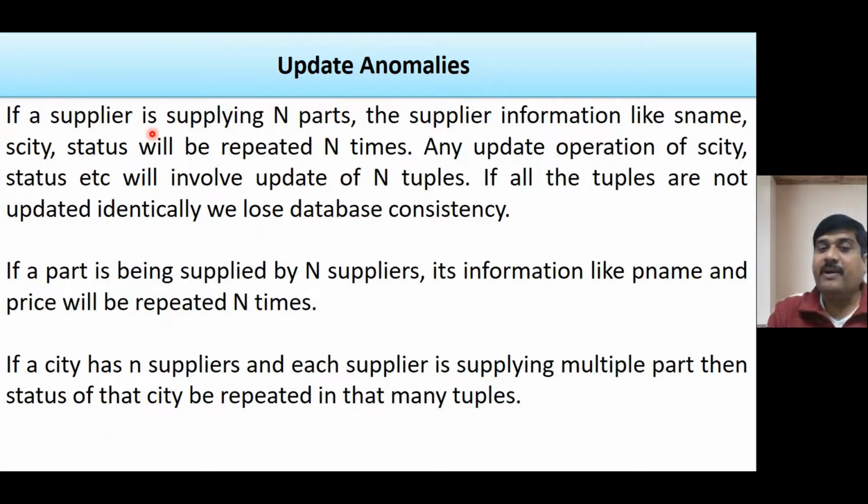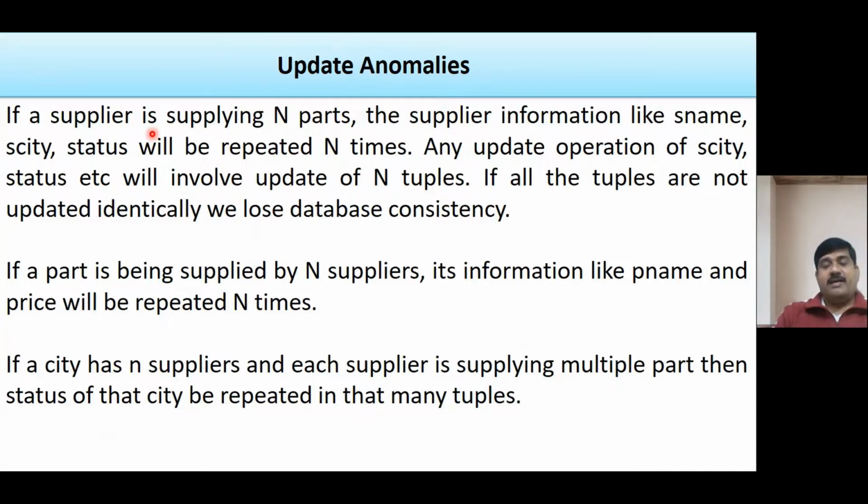If a part is being supplied by n suppliers, its information like part name and price will be repeated n times. If we update any information related to price, we have to update that price at n places. Otherwise, consistency will not be maintained. If a city has n suppliers and each supplier is supplying multiple parts, then the status of the city will be repeated in many tuples. And if we want to update the status of the city, then we have to update the status of the city at n places. So this is called update anomalies.